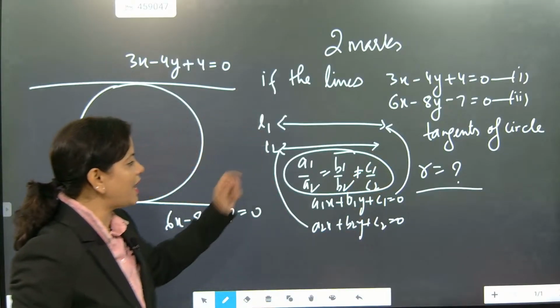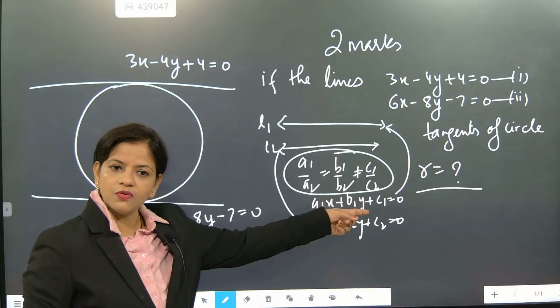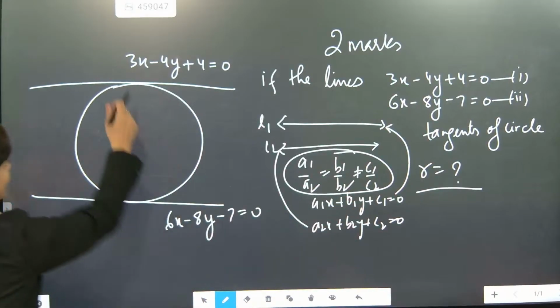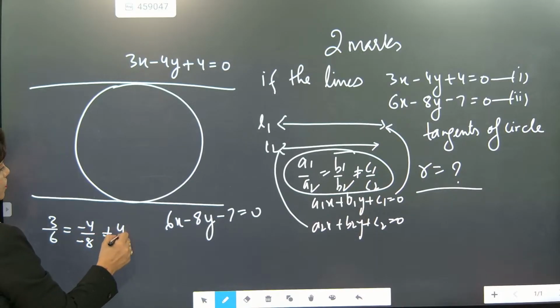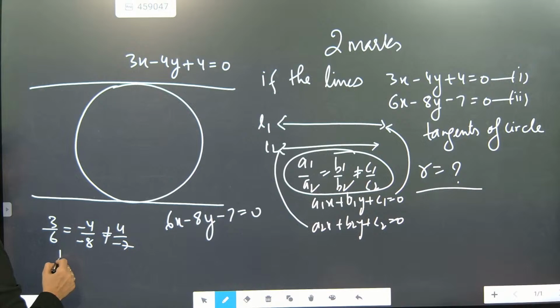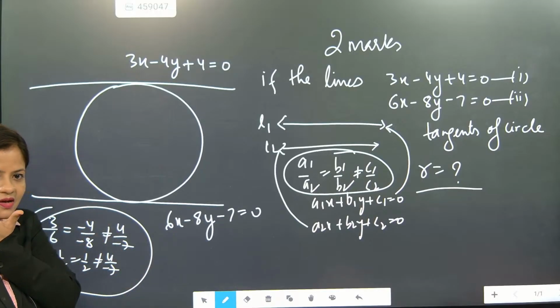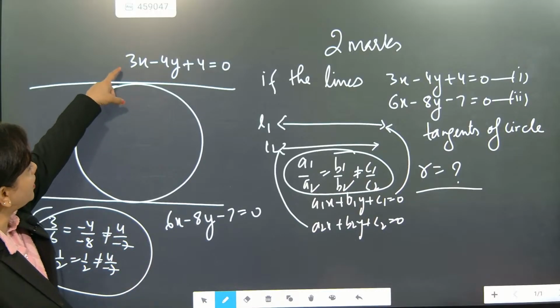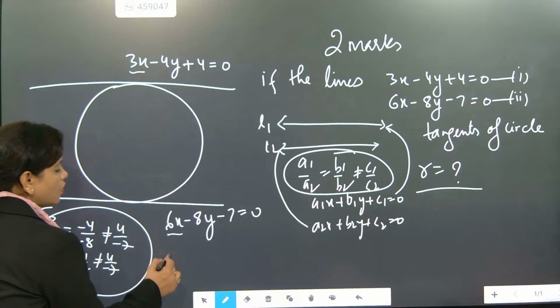Two lines are parallel means a1 by a2 is equal to b1 by b2 but not equal to c1 by c2. Here, can we check: 3 by 6 equal to minus 4 by minus 8 not equal to 4 by minus 7. This is 1 by 2 is equal to 1 by 2 is not equal to 4 by minus 7. So by doing this much, you are able to know that the tangents are parallel. Correct? But more than this, we can do one more thing. We see here 3x, here it is 6x. Can I take 2 common from here?